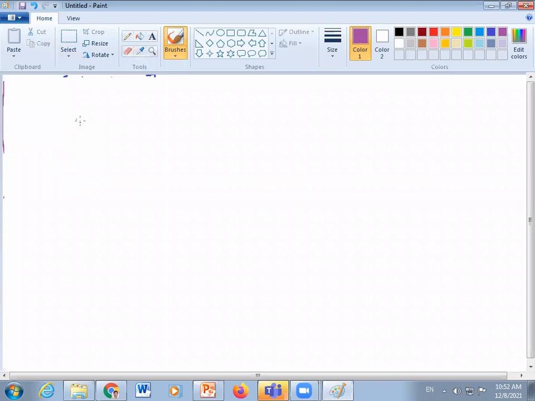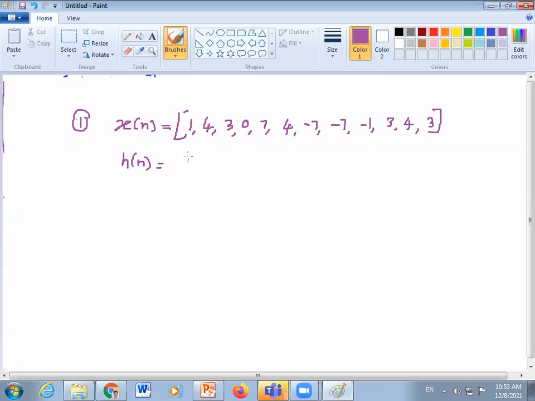So let us write the first one. X of n is equal to 1 4 3 0 7 4 minus 7 minus 7 minus 1 3 4 3, with the impulse response h of n equal to 1, 2. Just solve this example with both the methods.